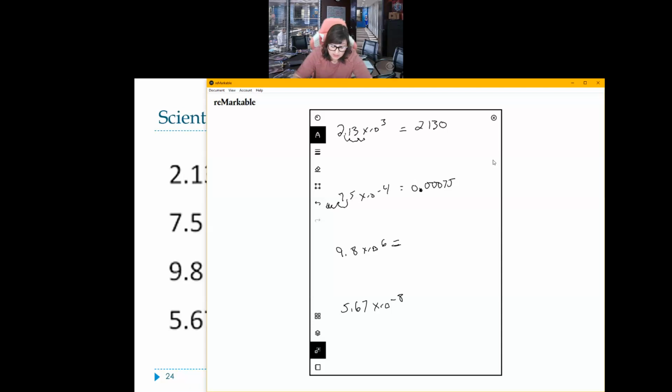9.8 times 10 to the 6th. We're going positive, so I know it's going to be 9 and 8. That's 1, so I need 5. 1, 2, 3, 4, 5. If I do commas, that's then like that.